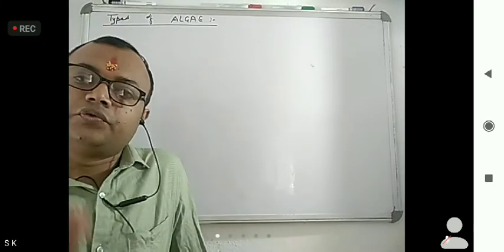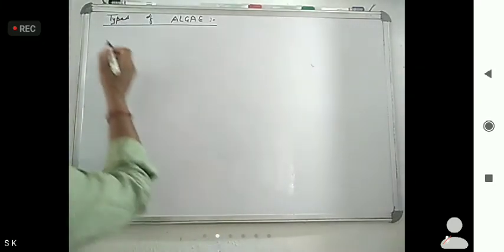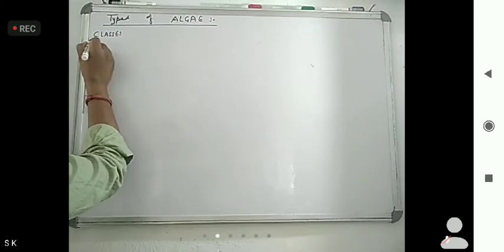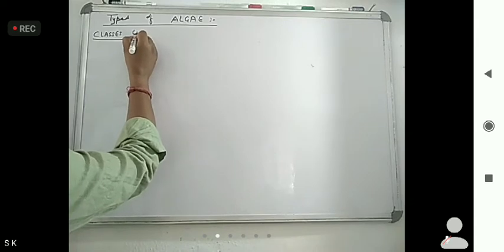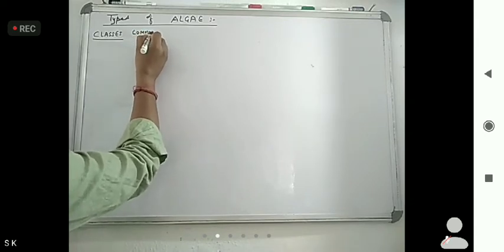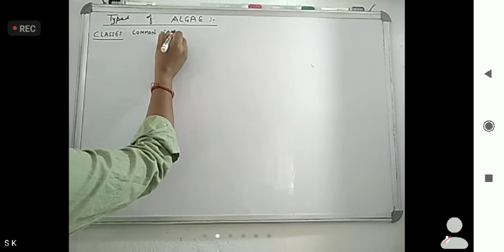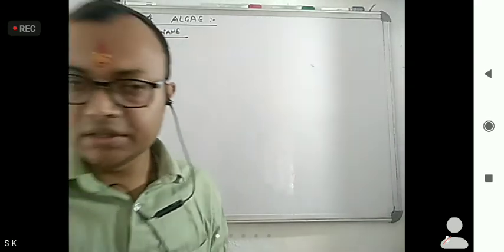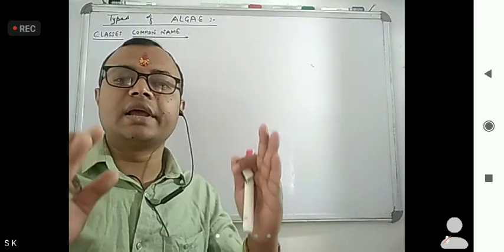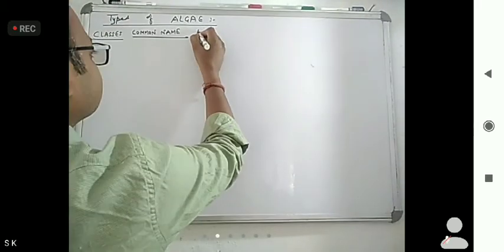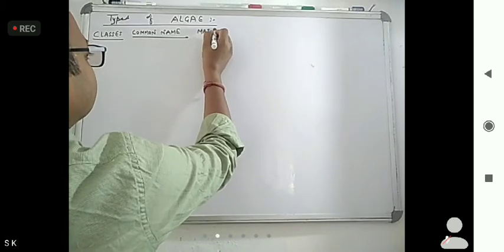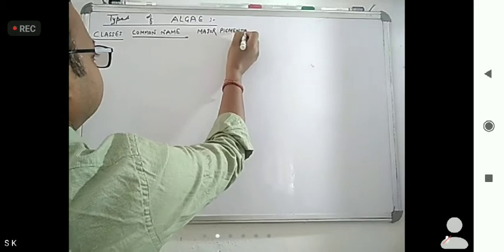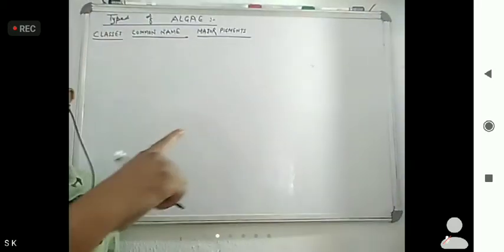Okay. Now, first we have to see classes. What are the classes there? Classes. Now, next is their common name. So classes, then common name, then what are the major pigments they contain? Major pigments, what are the major pigments they contain?